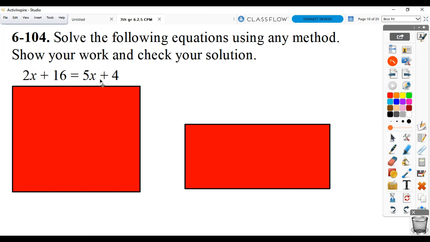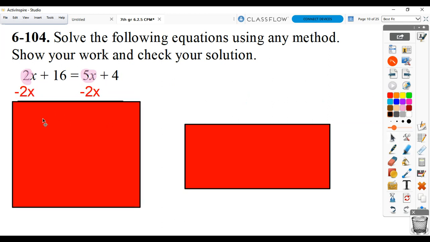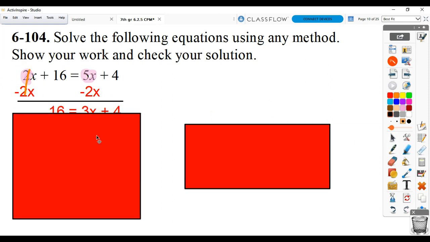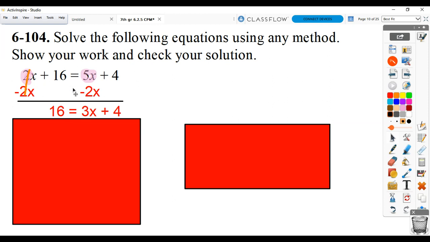So for this first one, you want to get x on one side. We have a 2x here and a 5x here. So we would subtract 2x from both sides. Then that creates a zero pair and drops out. And we get 16 equals 5x minus 2x is 3x plus 4.